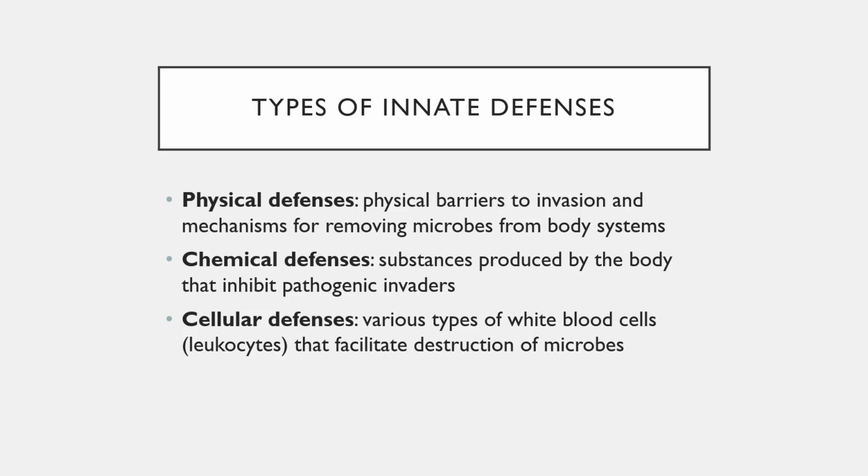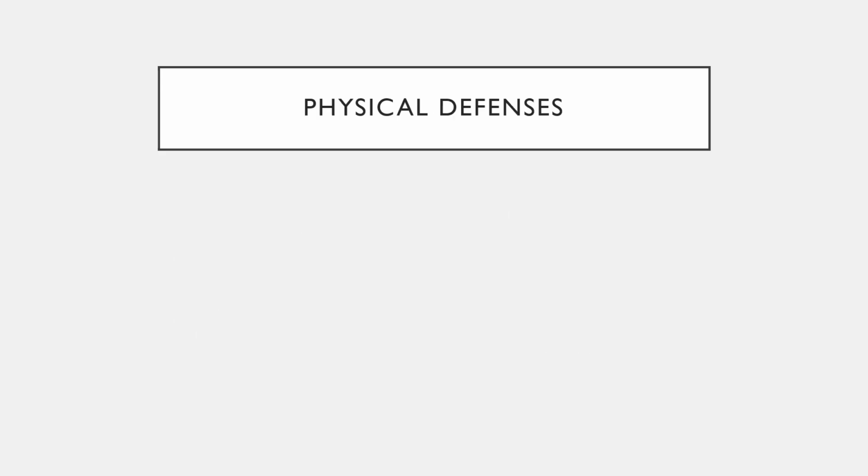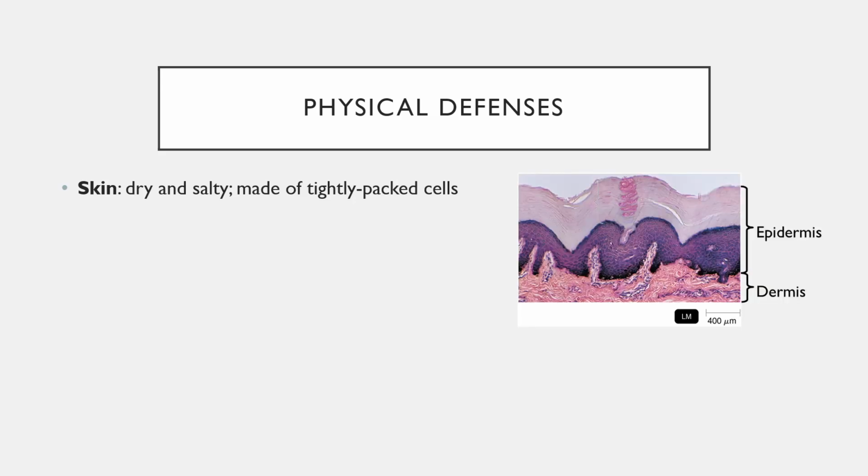So in chapter 17, what we're going to do is divide the innate defenses up into these three categories and talk about them one by one, starting with the physical defenses. It should be obvious that one of our primary physical defenses to invasion by microbes is our skin. Skin is a formidable barrier to microbes because it is dry and it is salty, both of which are inhibitory to microbial growth of many, but not all species.